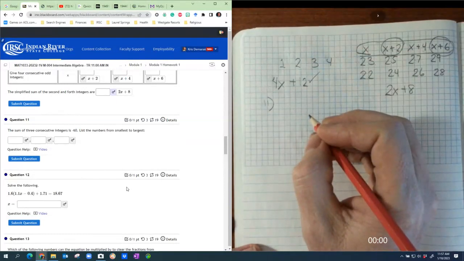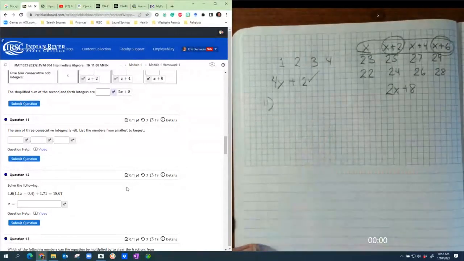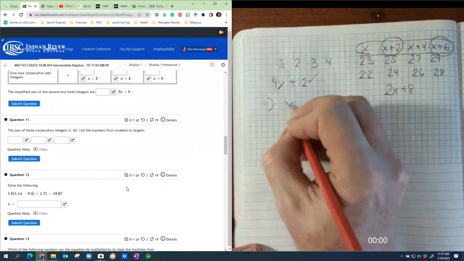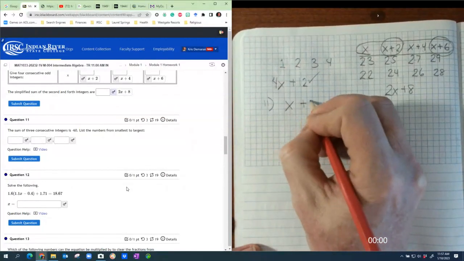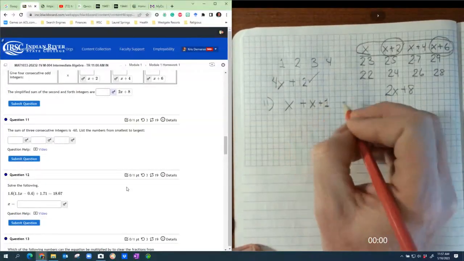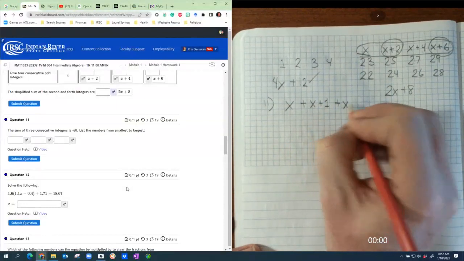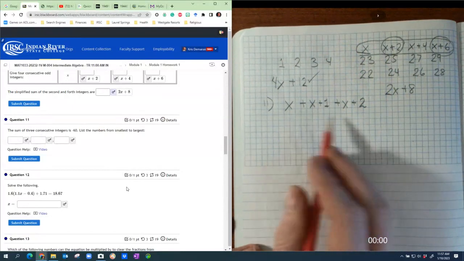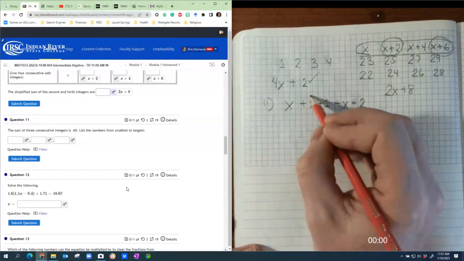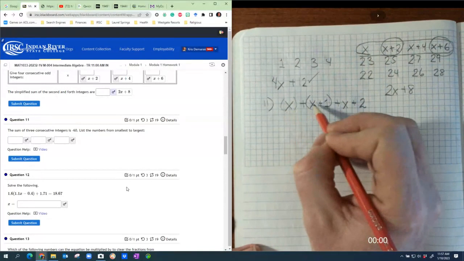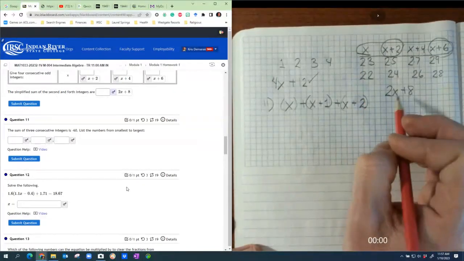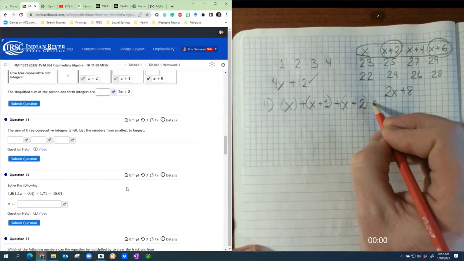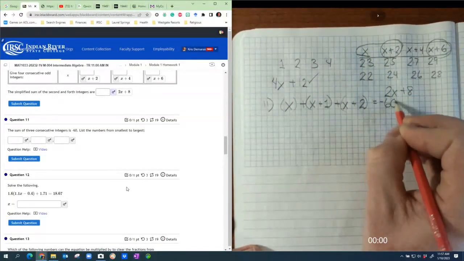It says the sum of 3 consecutive integers is negative 60. So we're talking about the sum of 3 consecutive integers, meaning one after the other. So it's going to be x, we don't know what the value is, plus x plus 1, because that would be the next consecutive integer. And then x plus 2, because that would be the third consecutive integer. This is first, this is the second, and this is the third. We don't know what they are, but we do know that it equals negative 60.